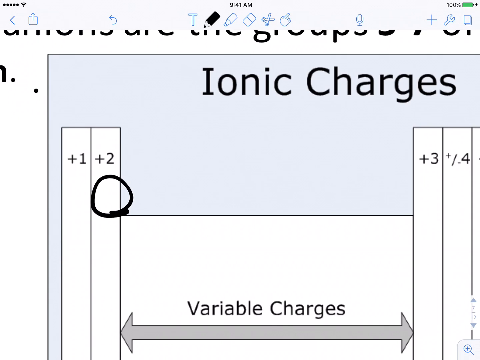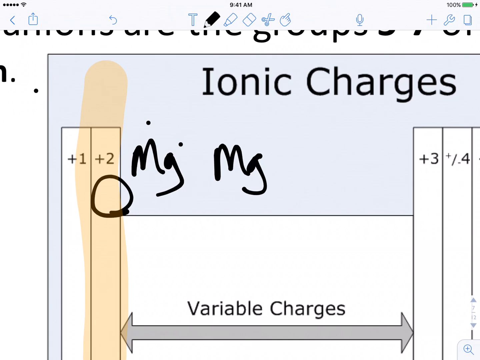This is group 2 of the representative elements. That means that magnesium has 2 electrons it can give away. If we draw our Lewis structure for magnesium, it has 2 electrons we can get rid of. So when we get rid of 2 of them, it gives it a positive 2 charge. So anything in this group is going to have a positive 2 charge. So magnesium's oxidation number or charge is automatically going to be Mg2+.